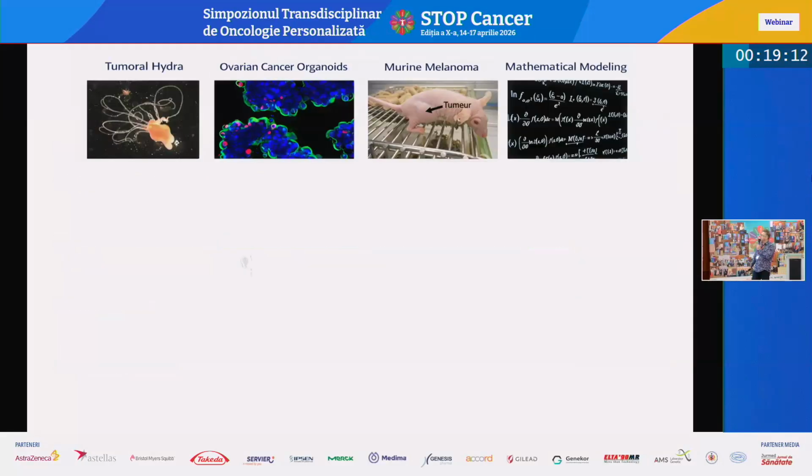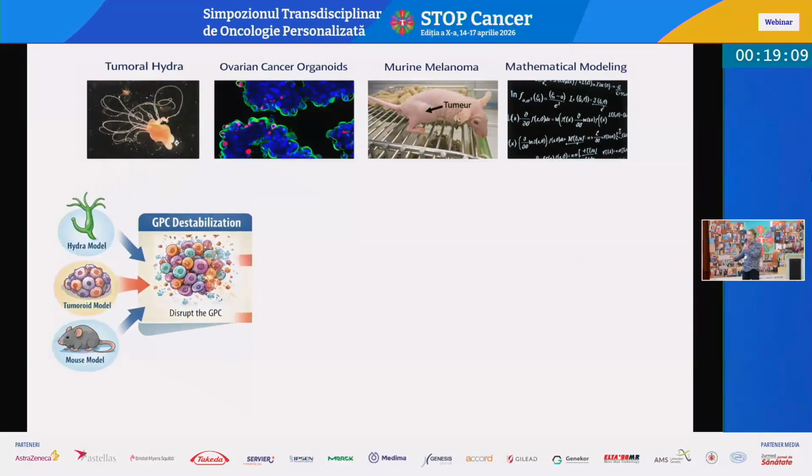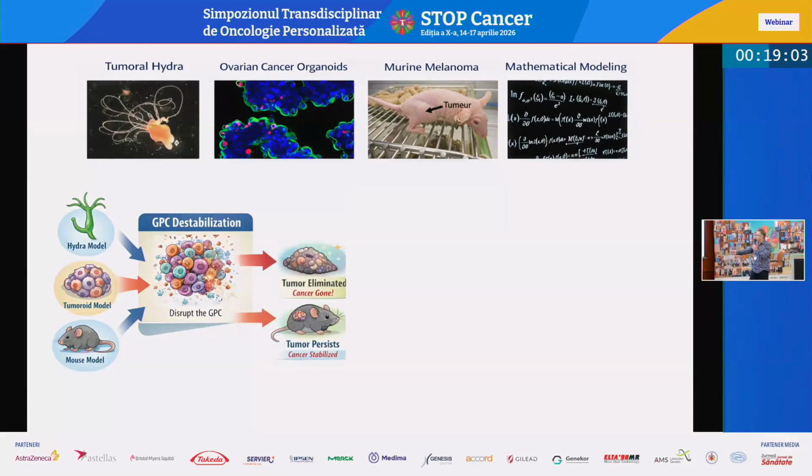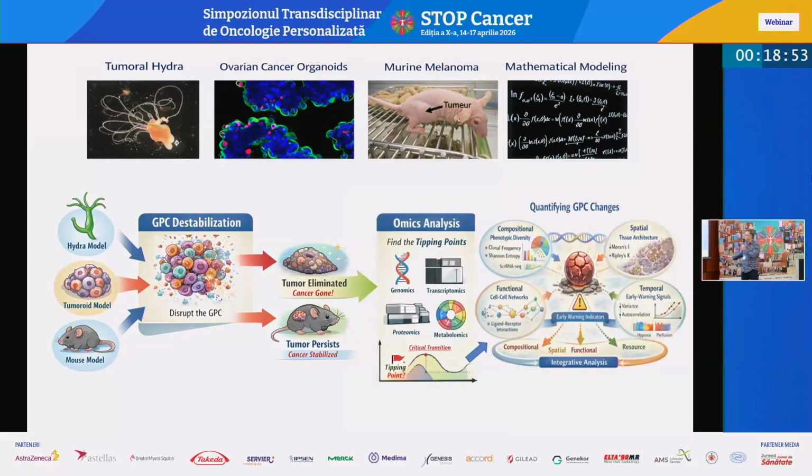So with this approach, the idea is to induce different kinds of destabilization using different means into the tumor, then to monitor the outcome of these destabilizations, whether, for instance, the tumor is eliminated or whether the tumor persists, but maybe without killing the host, and then to closely characterize using omics the different tipping points that we could reach with this approach. So let's see now first preliminary but very encouraging results with the hydra model system.